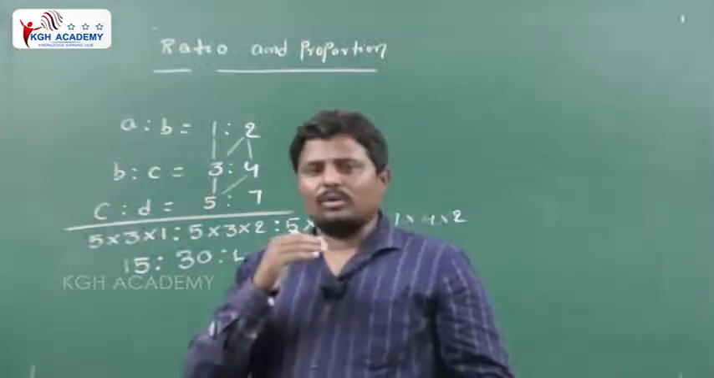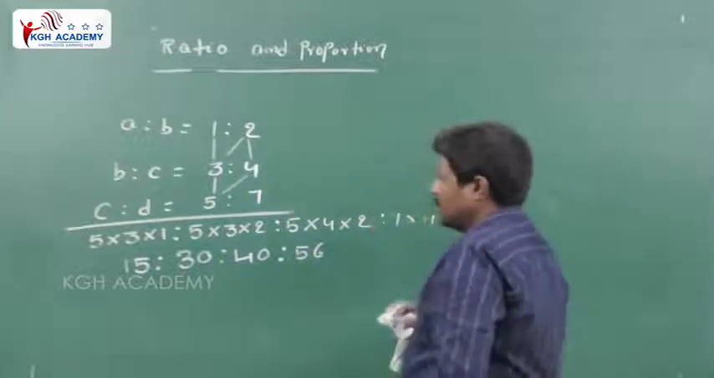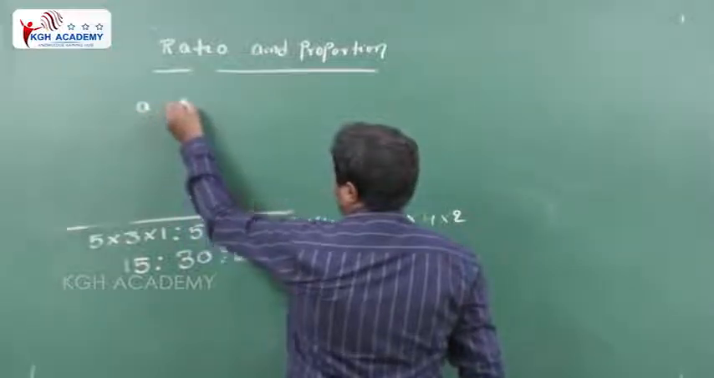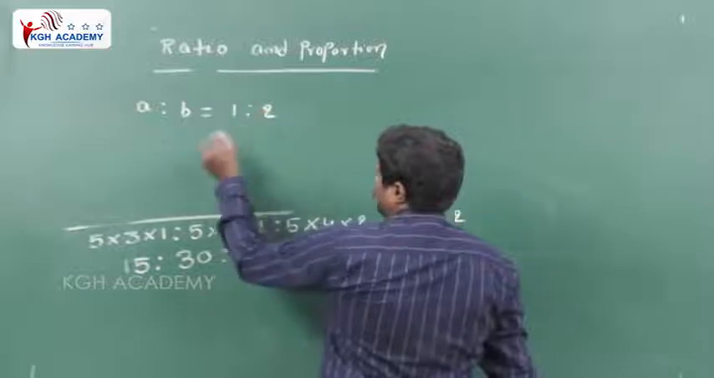Let us suppose we take one more example, sir, right? Okay, shall I rub it? For example, A is to B equals 1 is to 2.